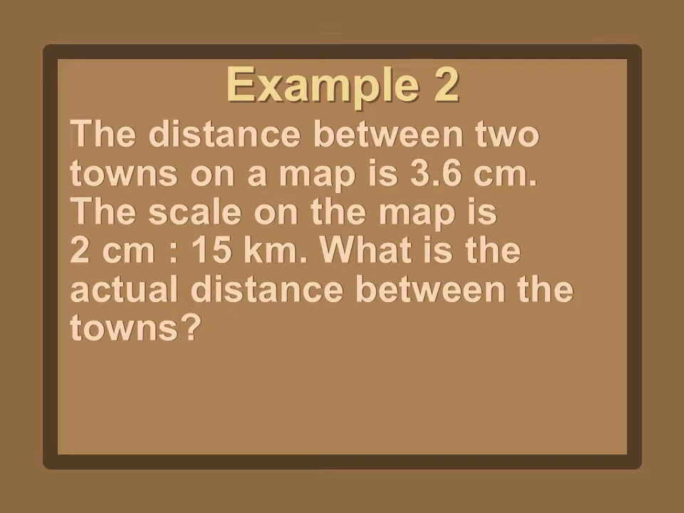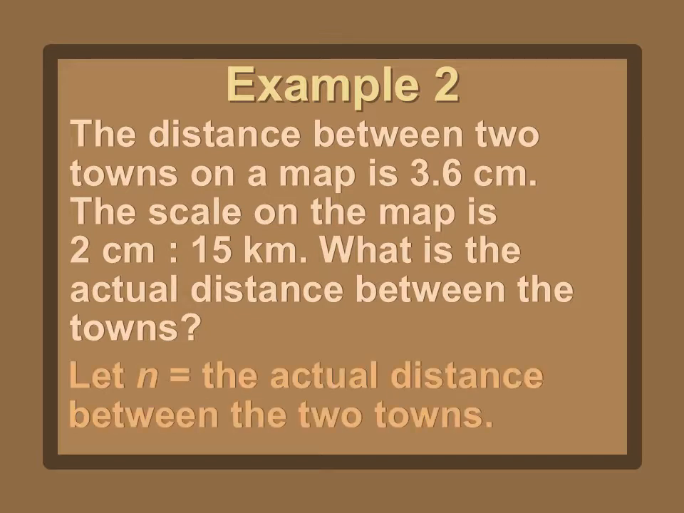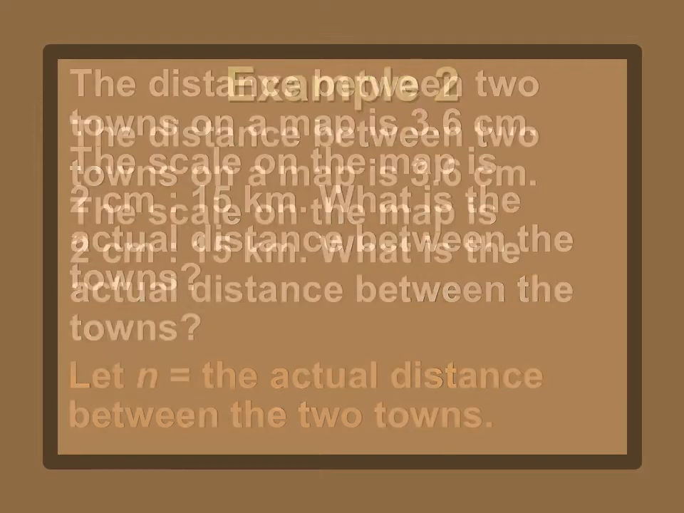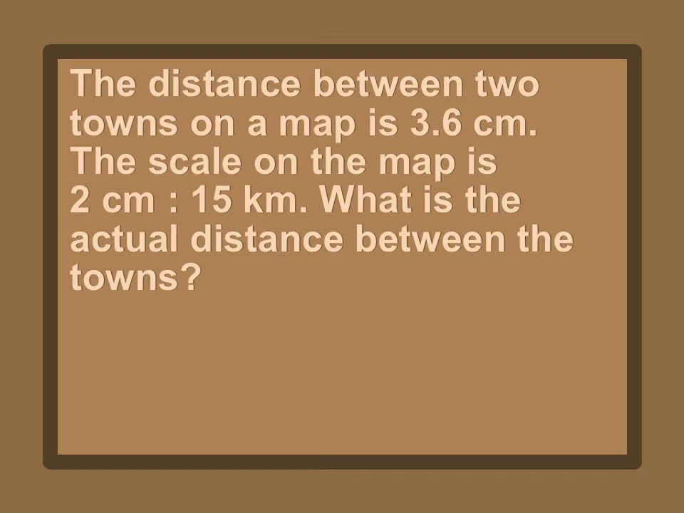We want to know what is the actual real life distance between those two towns if on the map they're 3.6 centimeters apart. Well, we're going to let n be the actual distance in real life. That's our unknown. Next thing we're going to do is set up a proportion. First thing, on the left-hand side goes our ratio. Our ratio is 2 to 15. So that's what we're going to write on the left-hand side.